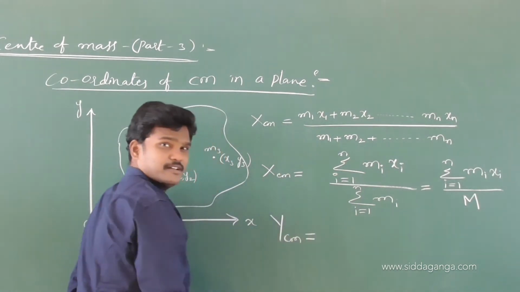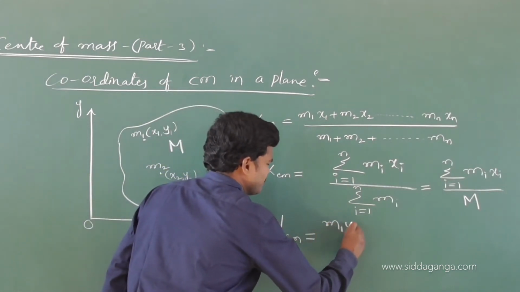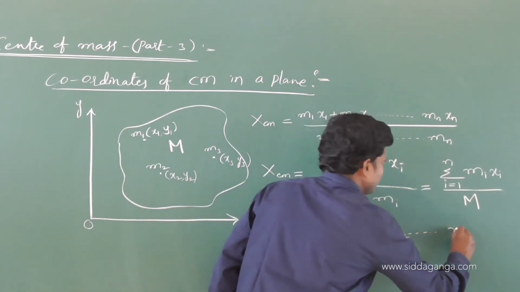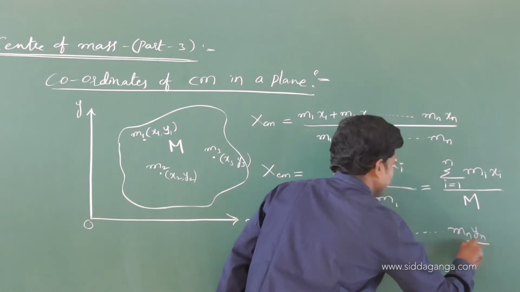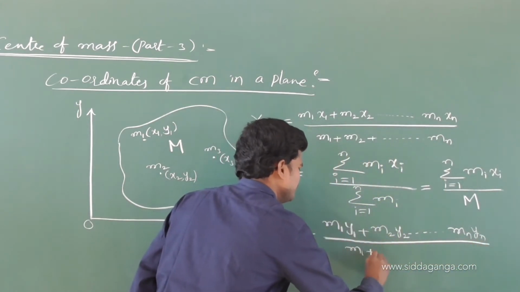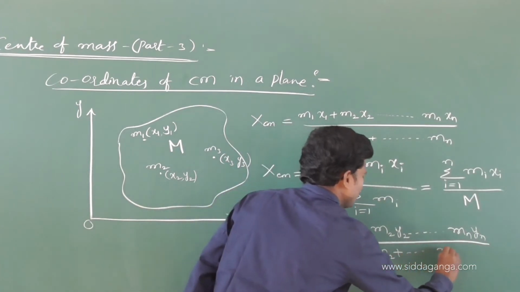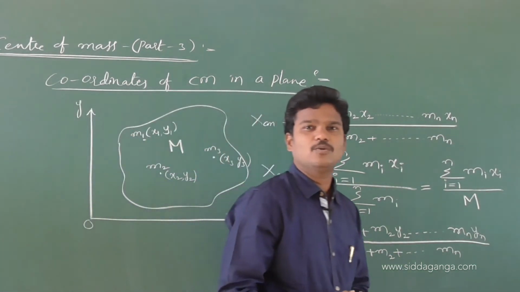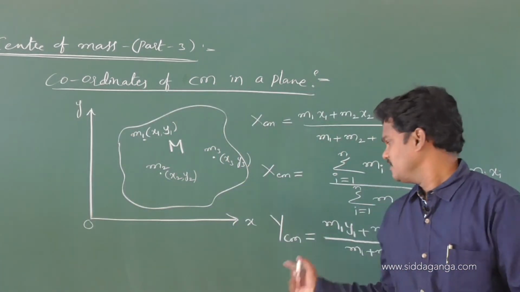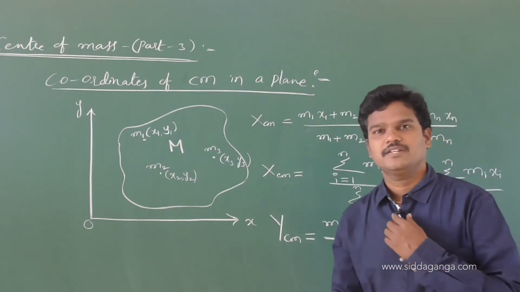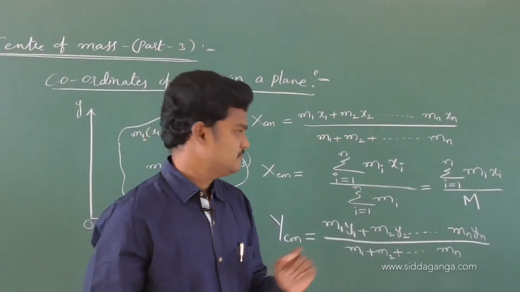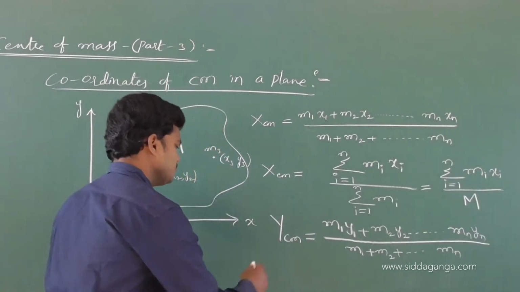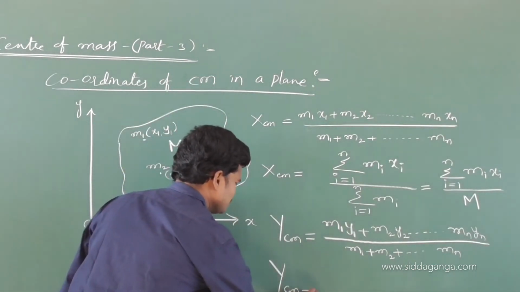YCM we can write as m1 y1 plus m2 y2 and so on up to mn yn by m1 plus m2 plus and so on up to mn. Similarly, I have written YCM, the y coordinate of center of mass in a plane, as m1 y1 plus m2 y2 plus and so on up to mn yn by m1 plus m2 plus m3 and so on up to mn, and this also we can replace by a summation symbol.